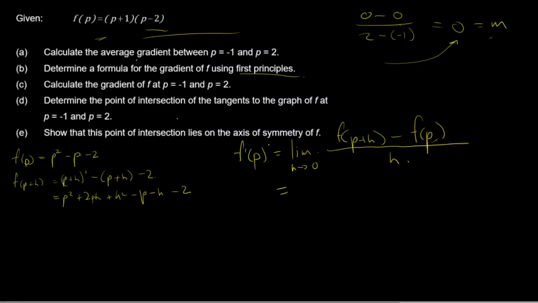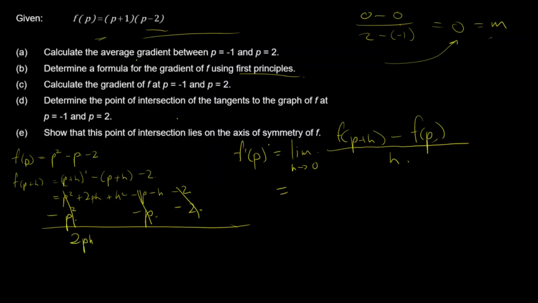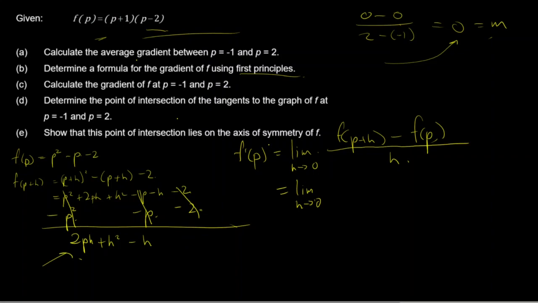Well, what do we have here? Well, I feel we can subtract this over here. p squared minus p minus 2. That's going to 0 out. Those two are going to 0 out. Those two are going to 0 out. And we would be left with, well, 2ph plus h squared minus h, which is a lot easier to deal with. Also, that's perfectly legal to do it off to the side. So we'll have 2ph plus h squared minus h over h.